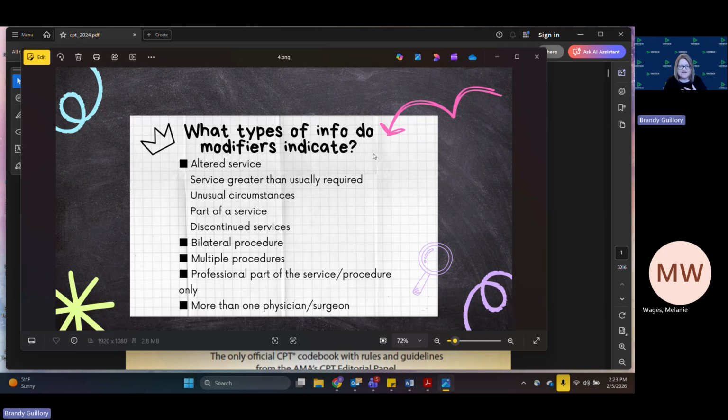Okay. And then if more than one physician or surgeon is used, I want to say there's about 3 or 4 different modifiers that have to do with that. One is for an assistant surgeon. If you have a primary surgeon and an assistant, there's one for that. If you have 2 primary surgeons that are working on the same thing, or if you have 2 that are working on 2 separate things, there are modifiers that indicate which circumstance you're dealing with.